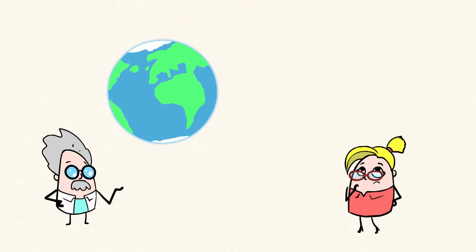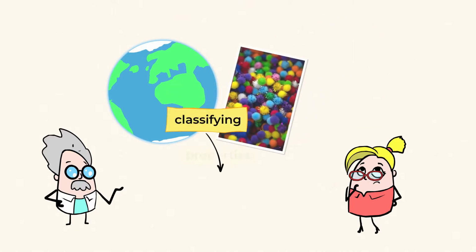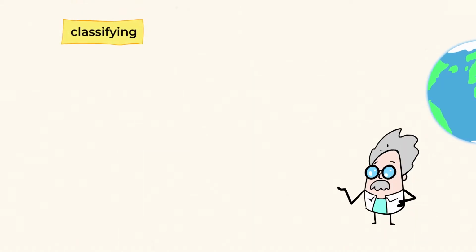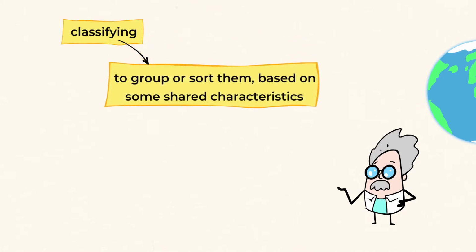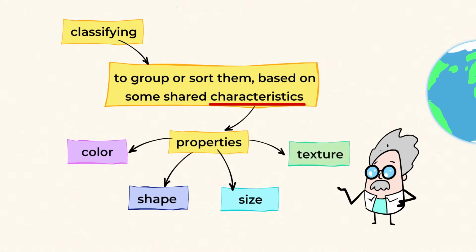You didn't know it, of course, but you were classifying the pom-poms based on their properties. In other words, to classify certain objects means to group or sort them based on some shared characteristics. We call these characteristics properties. Color, shape, size, texture, any characteristic really that's used to describe materials.